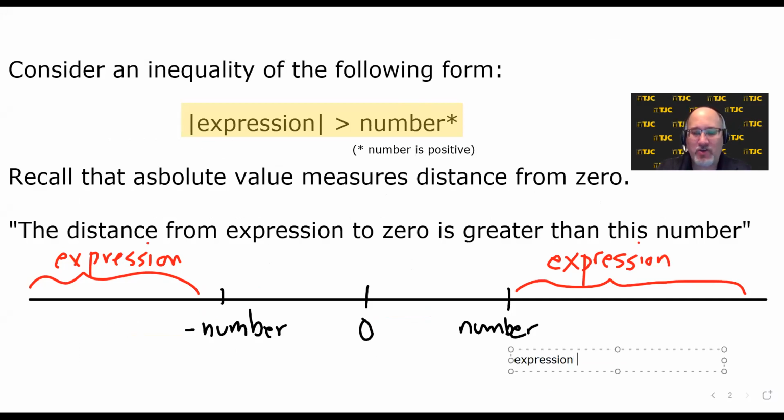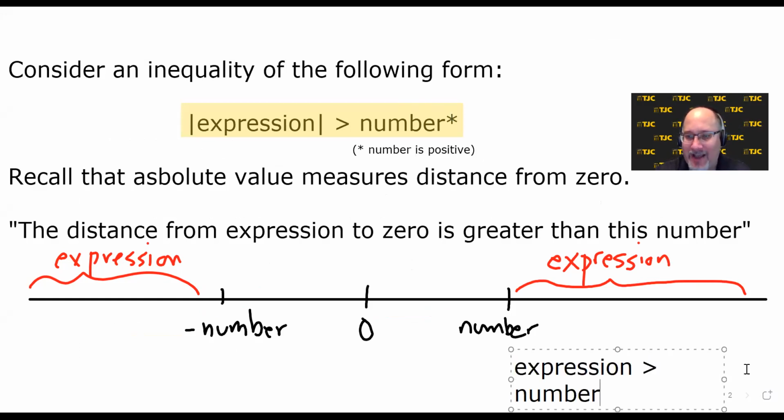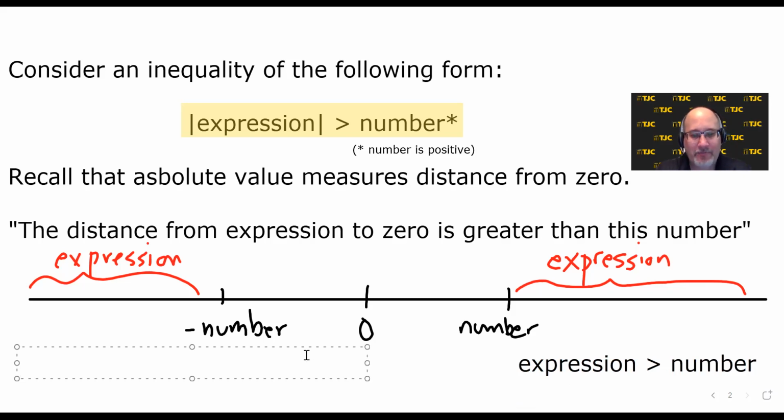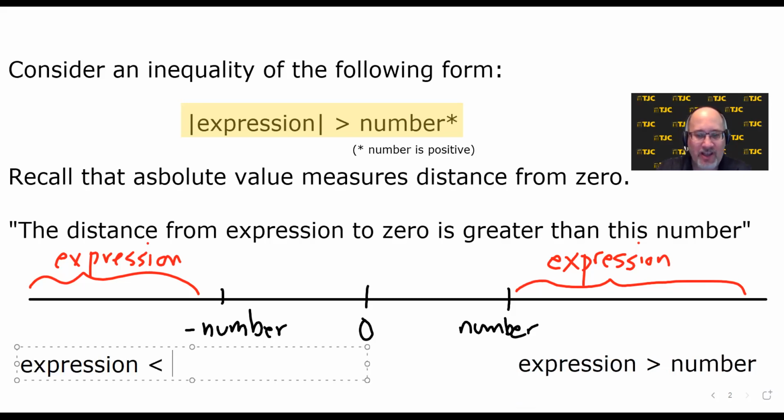Now, what does it mean for the expression to live to the right of the positive number? That means that the expression would have to be greater than that number. Let's bump that font size up. Because when you're to the right of something on a number line, that means you are greater than that. So on the right side, we have expression greater than that number. But what do we have on the left side? On the left side, the expression is to the left of the negative of that number. And when you're to the left of something, you are less than that. So we have expression less than the negative of the number.